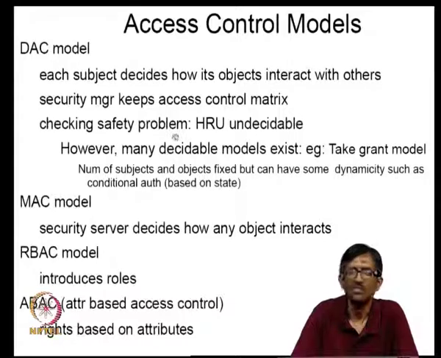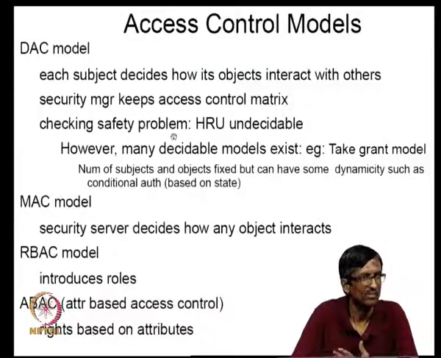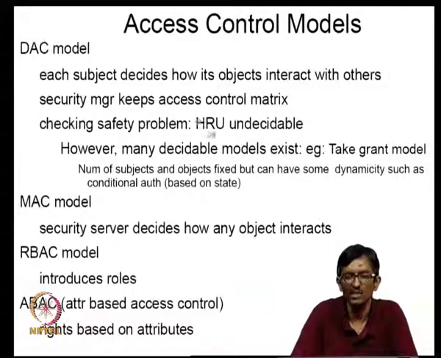That is, I give certain privileges. Is it possible for some other person to get more privileges than what is allowed? This is what is called the confinement problem. It turns out even this is not decidable.